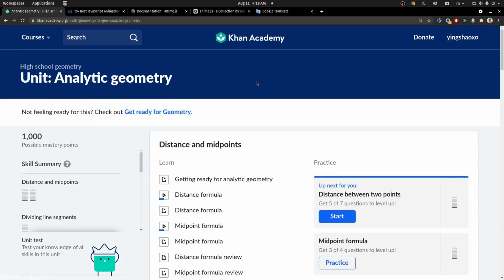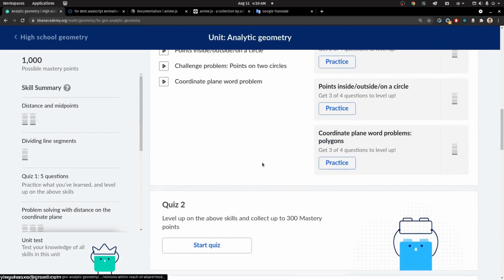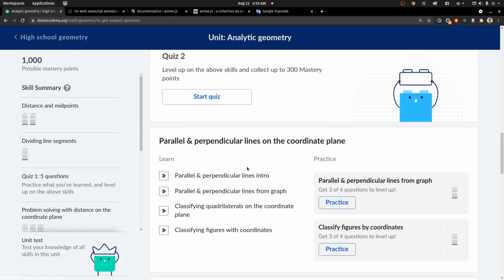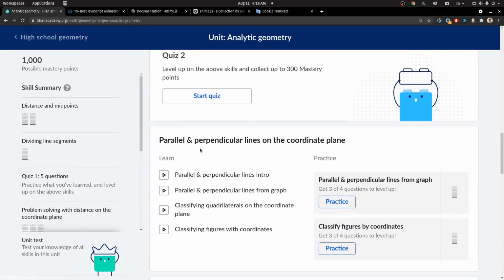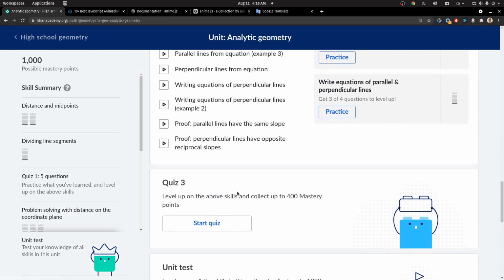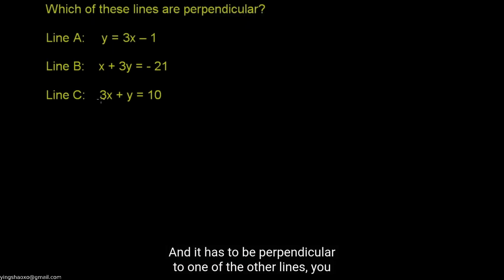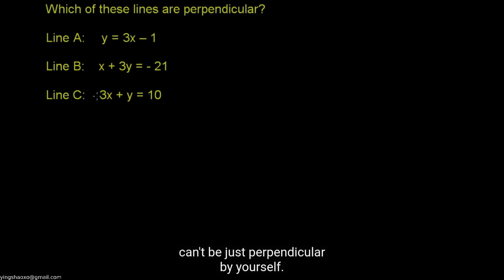All right, so this is today's learning. Inside of this video we have learned about the concept of the distance formula and the midpoint formula, and also how we can determine if two lines are parallel. Oh, probably I didn't tell you how to determine if two lines are perpendicular. We are asked which of these lines are perpendicular. And it has to be perpendicular to one of the other lines. You can't be just perpendicular by yourself.